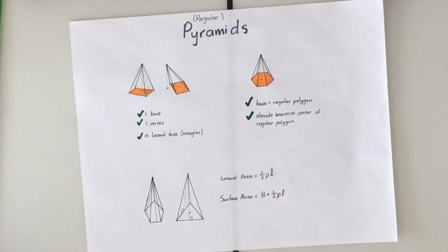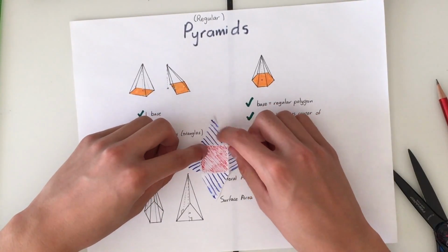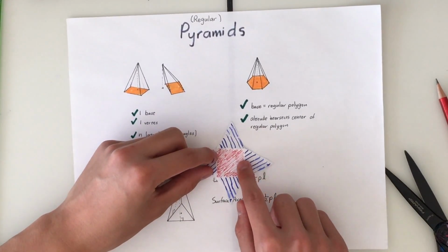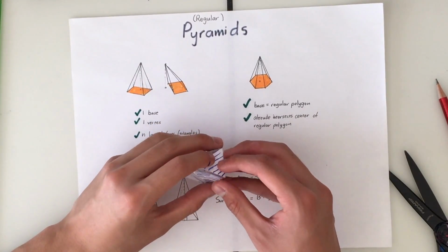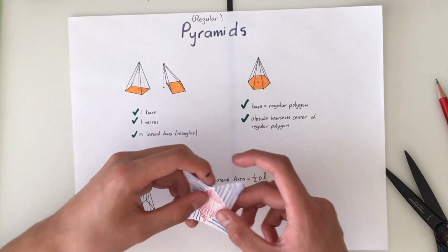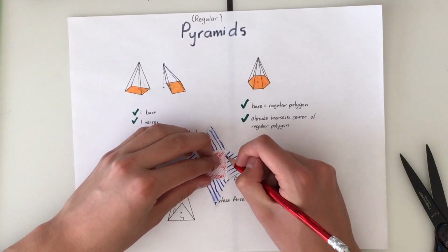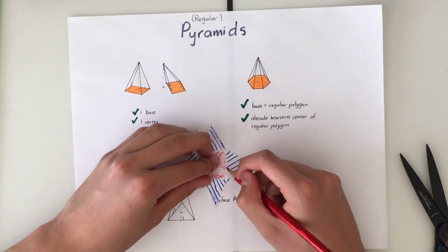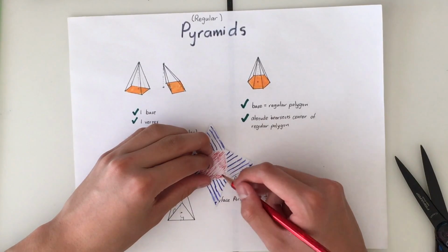So if I were to cut this open, then you would see that the lateral area consists of these 4 triangles. Since the slant height would be the height of these triangles, if I fold it back up, you can see that the slant height, which is the perpendicular distance from the base edge to the vertex, is just the height of one of the triangles. You're basically finding 1/2 times one side length times the slant height, which is the height of the triangle, and you're multiplying that by the number of sides.